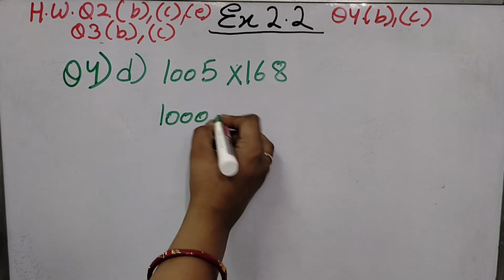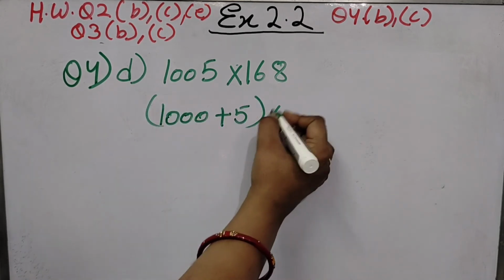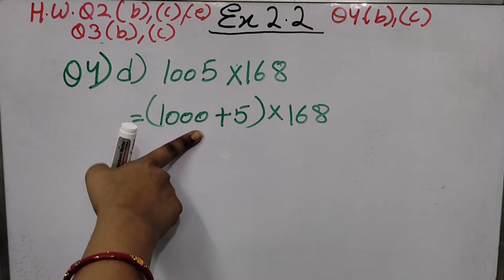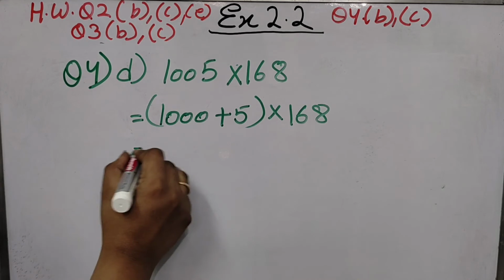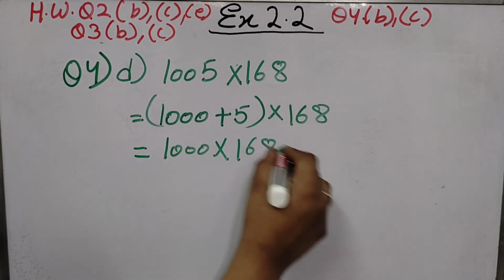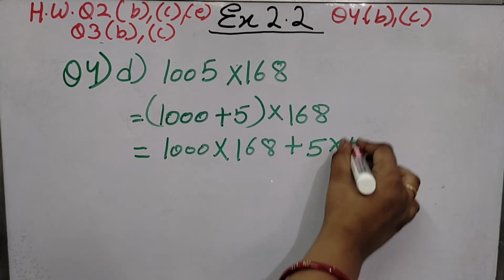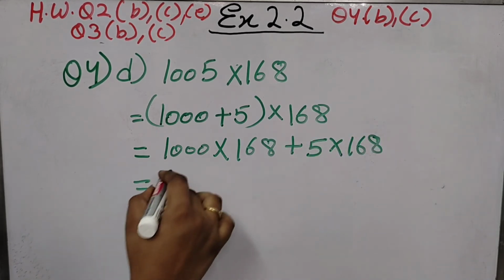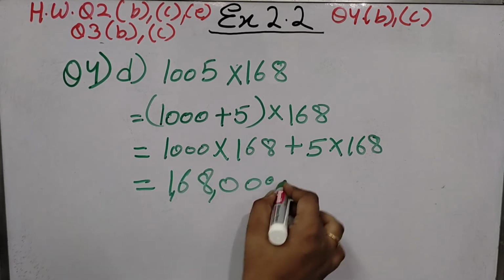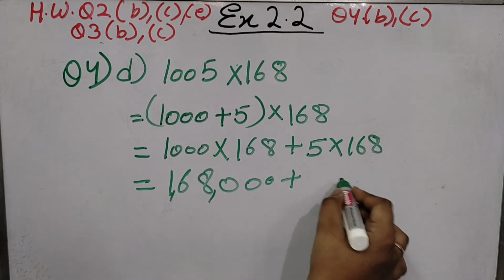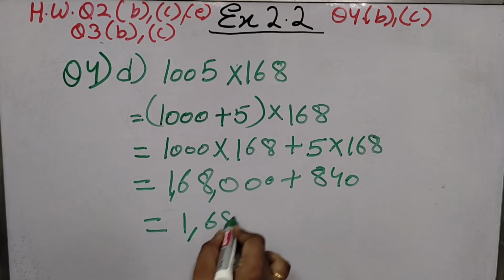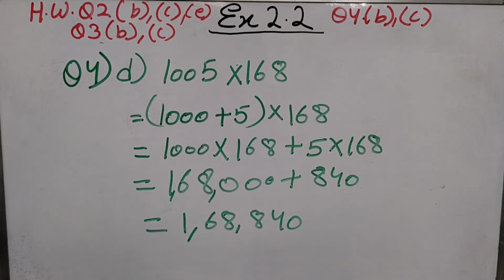It will be written as 1000 plus 5 multiplied with 168. So you may not get confused with this, that is why I am solving it here. Now you will expand your bracket. This 1000 gets multiplied to 168 plus 5 gets multiplied to 168. Here you get your answer 1,68,000 plus 840. Finally, your answer is 1,68,840.